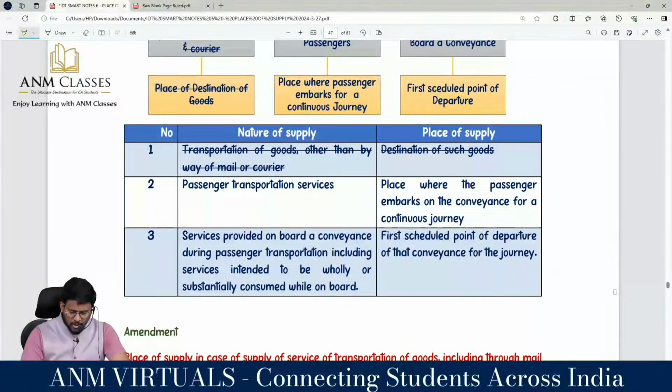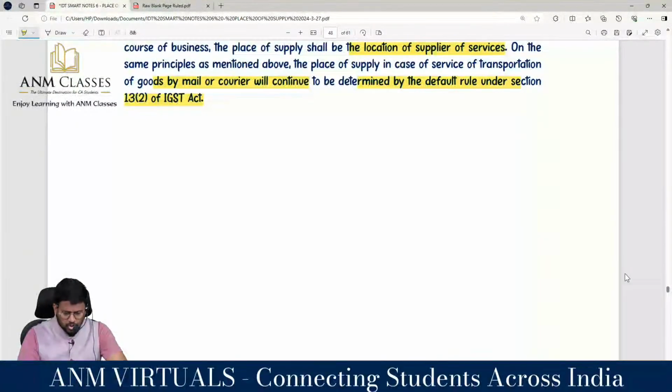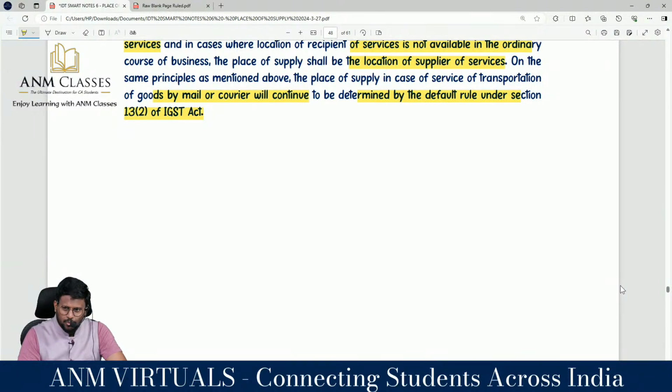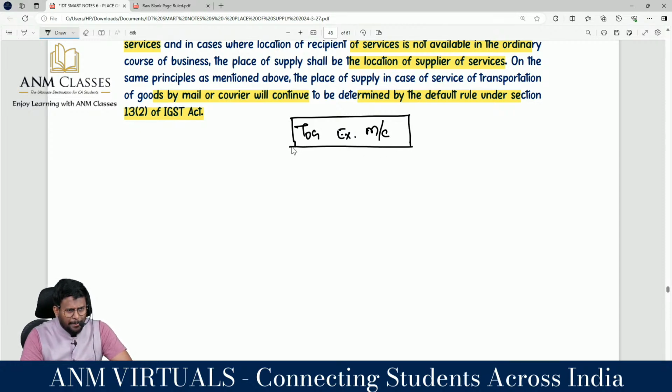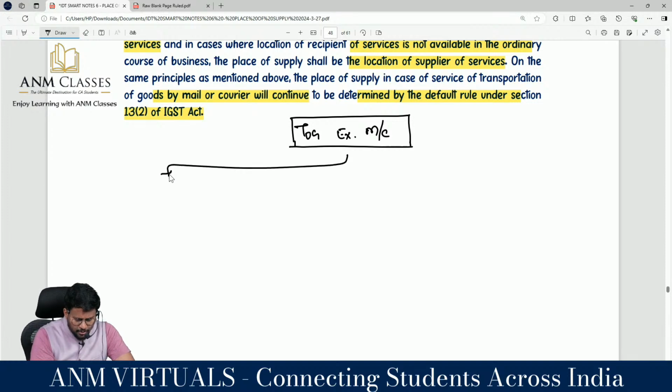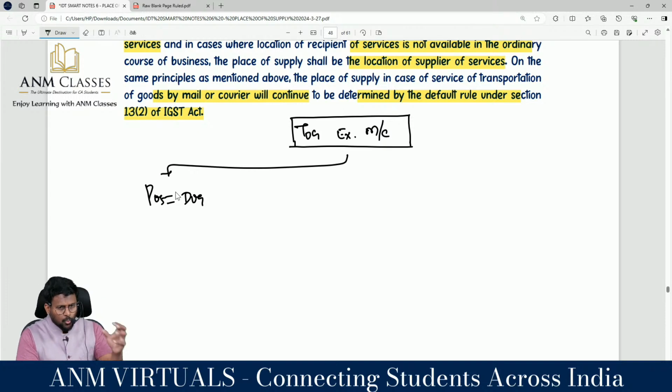So, you know one thing: destination of goods was the place of supply. Destination of goods was the place of supply for transportation of goods, excluding mail or courier. We can say that place of supply is equal to the destination of goods. Where you are taking those goods was the place of supply.